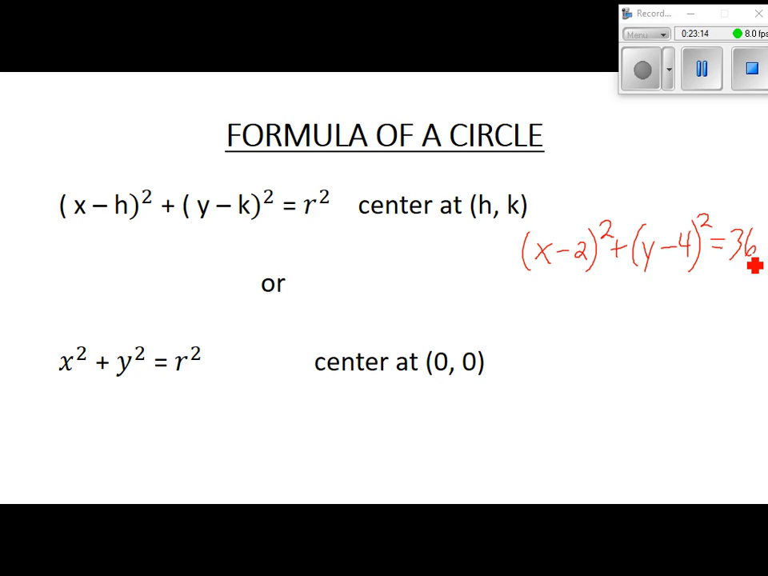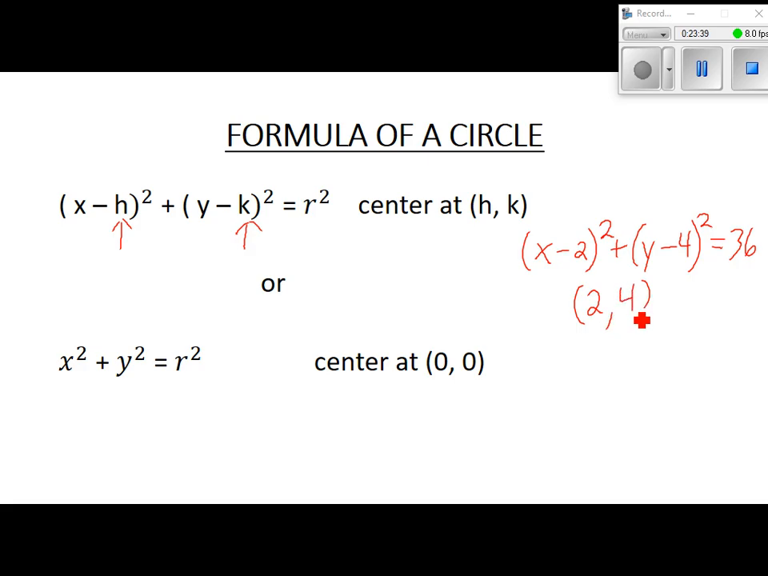So on the test tomorrow, if you see something that looks like this, and it asks you, what's the center of this circle? Anybody tell me where the center point of this circle is? 2, 4. Look at what it says here. This number is the x coordinate of the center. This number is the y coordinate. What is it? 2, 4. It's that simple.